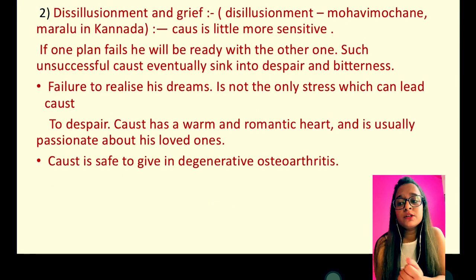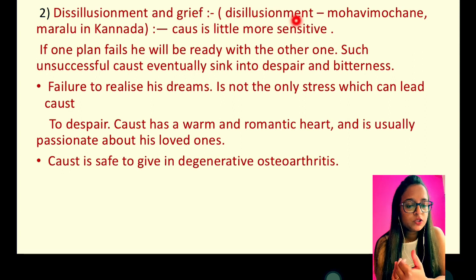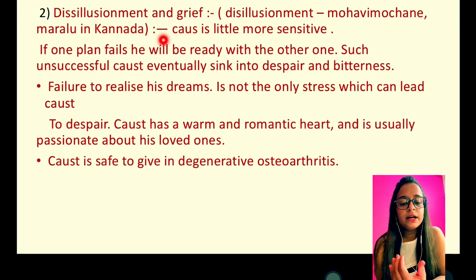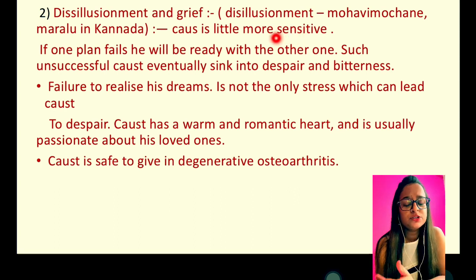Second point. The first one was about idealism, empathy and injustice. That was the total one point. The second point is disillusionment and grief. In Kannada, disillusionment is moha vimochane, and grief is maraluvudu. So this is going to be the grief and disillusionment.